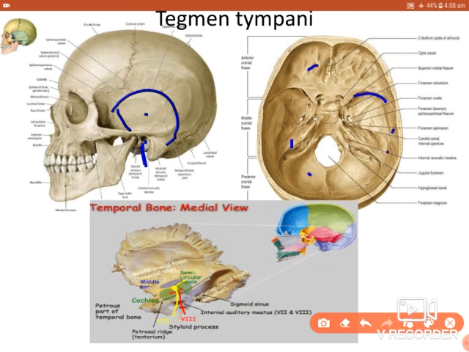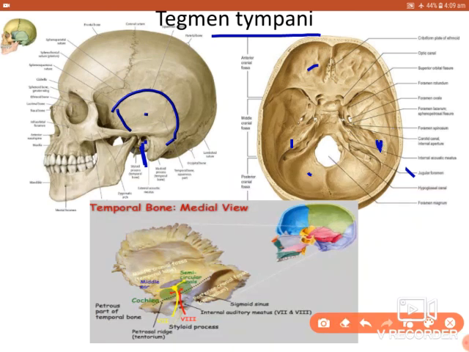Here you can see this is the cranial cavity. This is the middle cranial fossa. Here you can see this is the petrous part of this temporal bone. This is the tegmen tympani. This tegmen tympani forms the roof of this middle ear. This is the anterior of this petrous part.